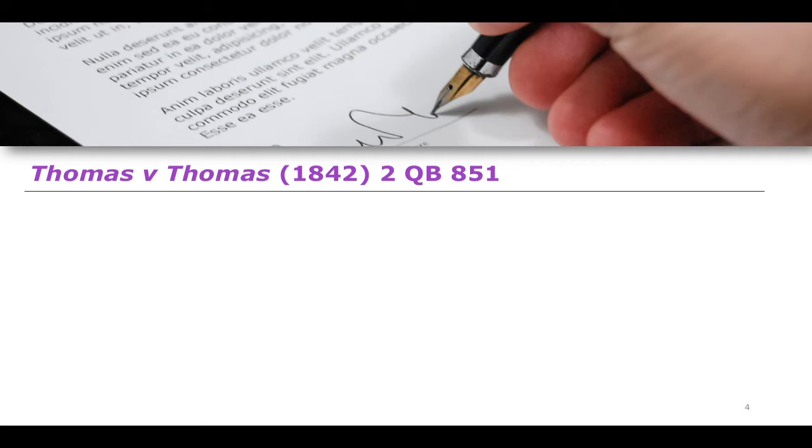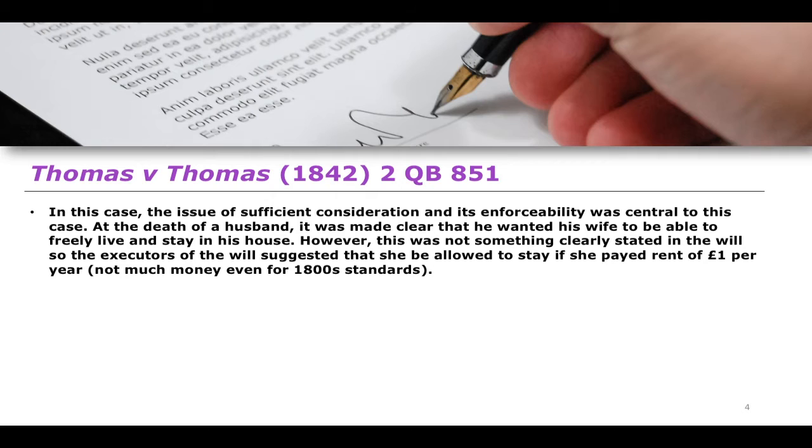An illustration of this is the 1842 case of Thomas and Thomas. In this case, the issue of sufficient consideration and the central question of whether or not the promise was enforceable came to a head in the dispute. At the death of a husband, it was made clear that he wanted his wife to be able to freely live and stay in the house that they had owned. However, this was not something that was clearly stated in the will, so the executors of the will suggested that she be allowed to stay if she paid rent of £1 per year. Okay, not much money even by 1800s standards, definitely not much money by today's standards. If you can get rent for £1 a year, then you are in a really good deal.